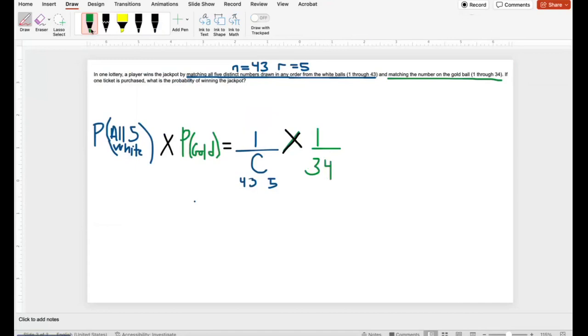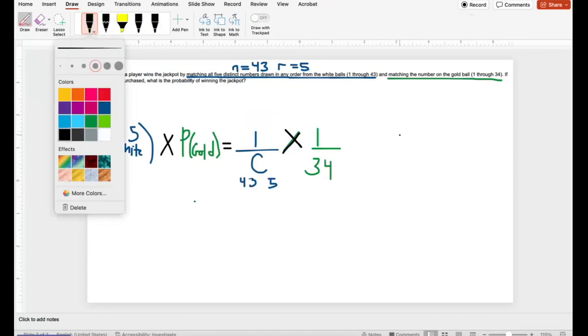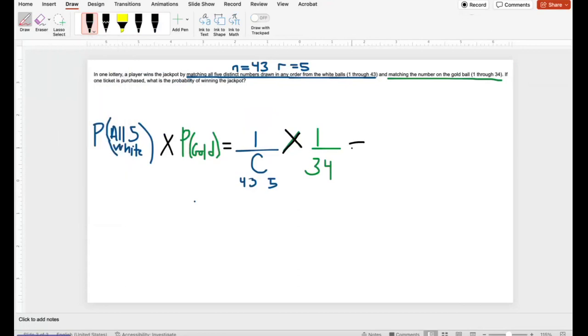All righty. Any questions on the setup I have here? No. Okay. So only one of these little things that they're choosing here is going to work, and then only one ball is going to work. So we have 1 over all of this. You can do this by hand or you can just use the calculator to do it. So this is 43 factorial over 43 minus 5 factorial.